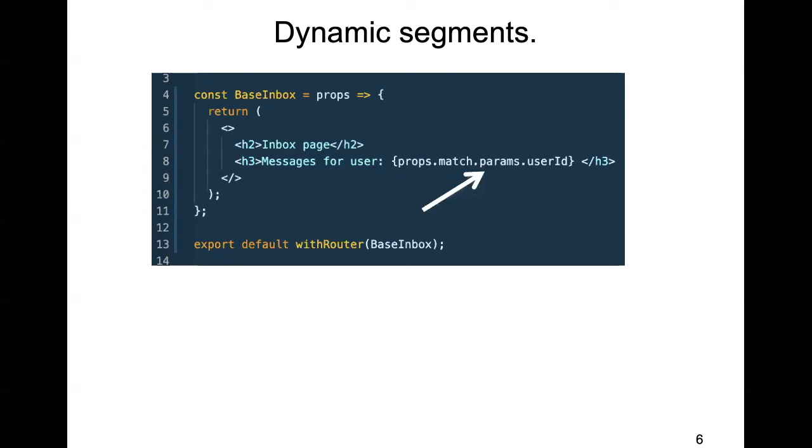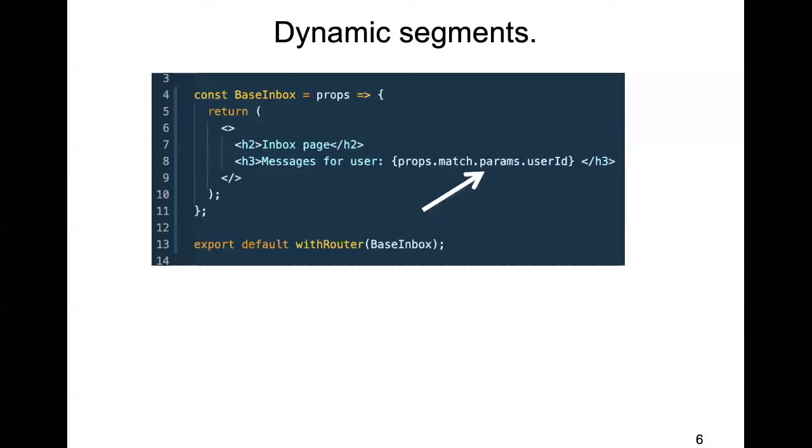And the match component is actually an object, and the key within that object is a key called params, and the params is an inner object which eventually gives us access to the actual user ID value. So that entire expression there, props.match.params.userID, will evaluate to whatever's currently appearing in the browser address bar.